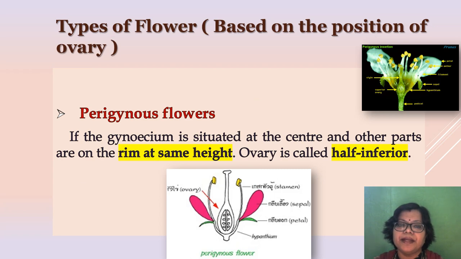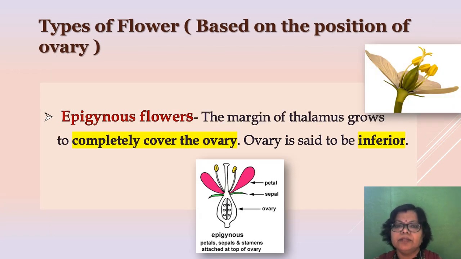Now the next one is the perigynous flower. If the gynoecium is situated at the center and the other parts are on the rim at the same height, then it is called perigynous. That is almost at the periphery. The ovary is present at the center and the other whorls are present almost at the periphery. Then in that case, it is called perigynous, right? Almost at the same rim, at the same height. That is perigynous.